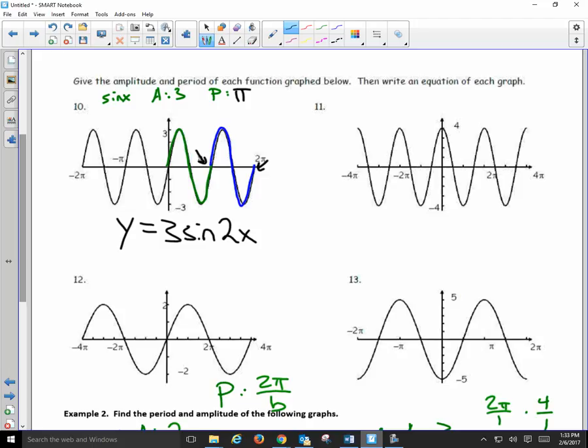All right? So what do we got here? Cosine, amplitude 4, period. Well, it's a cosine graph. I start at the top. I'm going to go through one cycle. Somebody said it completes one cycle every 2 pi. Agreed? So how many cycles does it complete in 2 pi? Completes 1. So it'll be y equals 4 cosine of 1x. That's my equation.